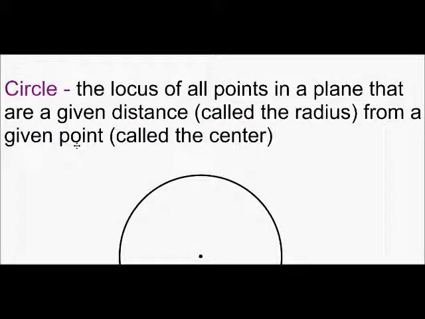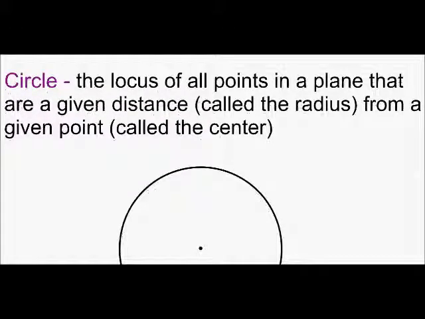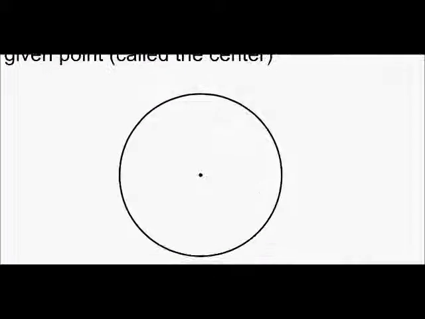Okay, so starting off, a circle is the locus of all points in a plane that are a given distance, called the radius, from a given point, which is called the center. Now, I know that this word locus seems a little strange to you. It's probably a new word, but locus really just means group or set. And this is your circle.